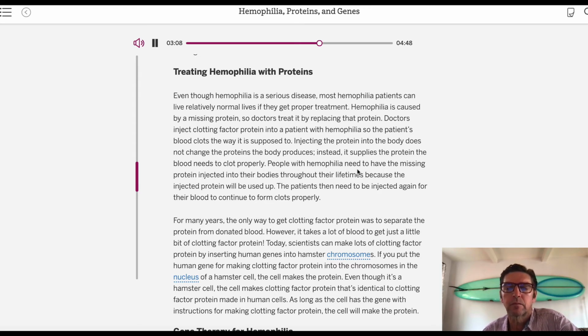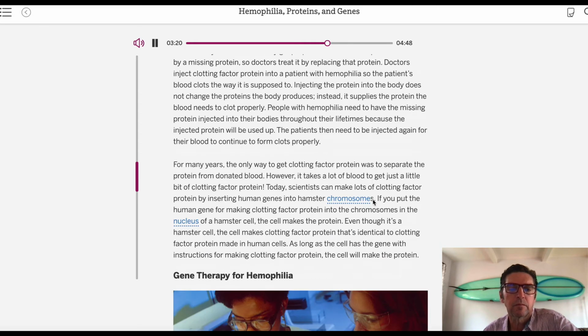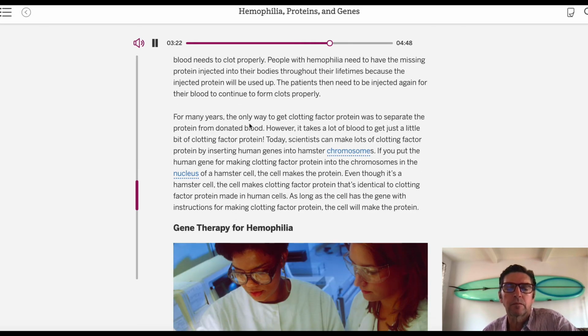People with hemophilia need to have missing protein injected into their bodies throughout their lifetimes because the injected protein will be used up. The patients then need to be injected again for their blood to continue to form clots properly. For many years, the only way to get clotting factor protein was to separate the protein from donated blood. However, it takes a lot of blood to get just a little bit of clotting factor protein.